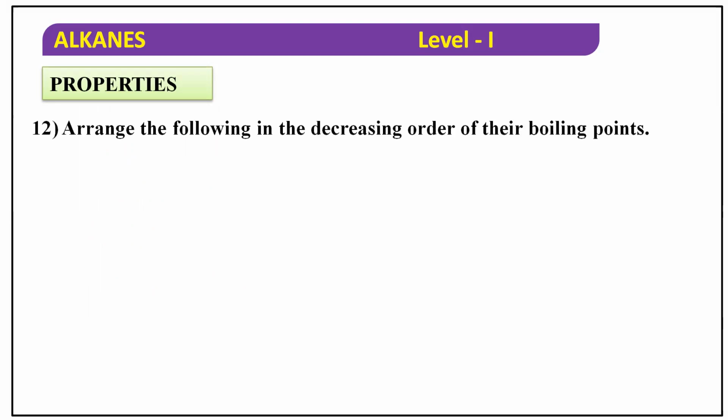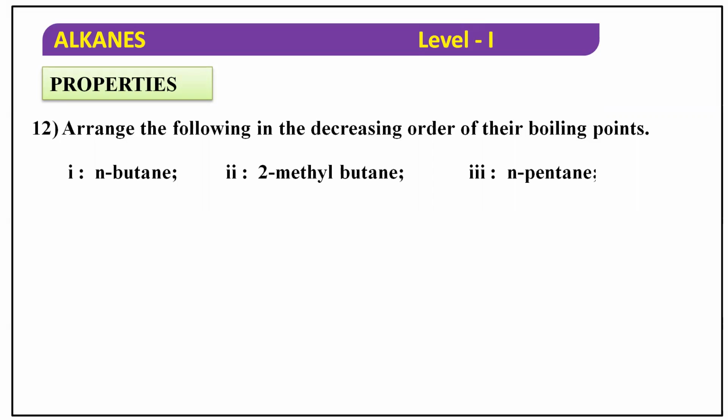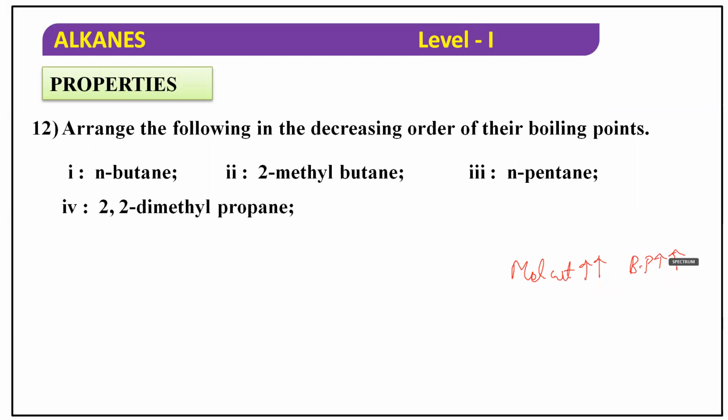Okay, now these questions will convert to properties. Arrange the following in decreasing order of their boiling point. Remember, for the boiling point, two things: branching and molecular weight. Molecular weight increases, boiling point increases. This is one rule. Second thing, branching increases, boiling point decreases. So if it is having the same number of carbon, see the branching.